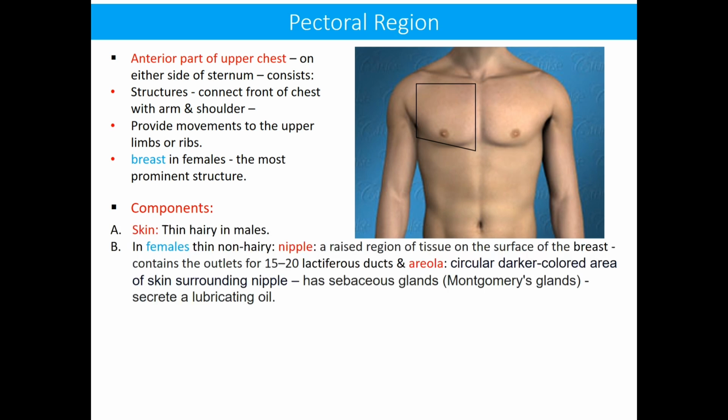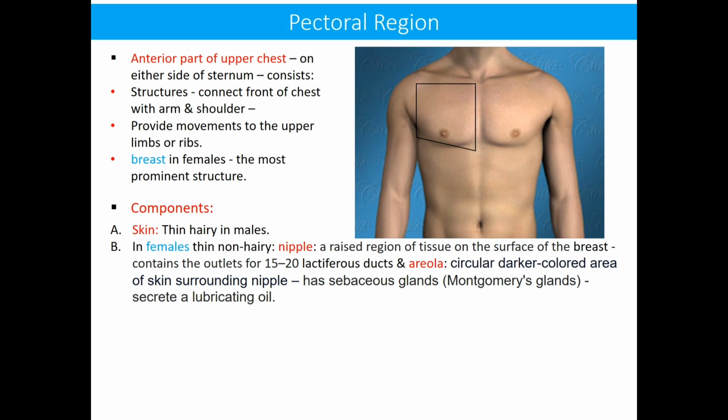The components of the pectoral region are number one, skin, which is thin and hairy in males, whereas in females, this is thin and non-hairy. There are two specialities, that is nipple and areola in the female.